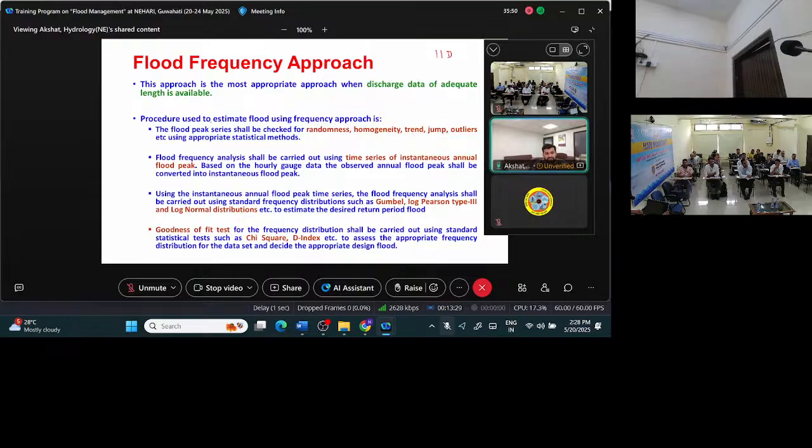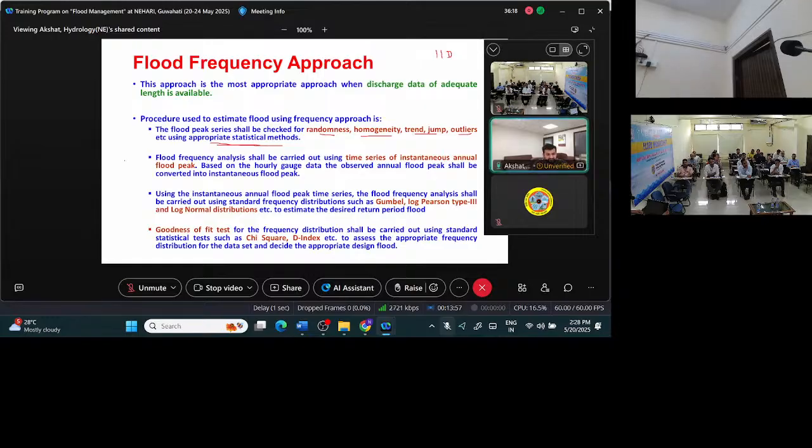Now, in the procedure used to estimate flood using flood frequencies, in the first step the flood peak series will be checked for randomness, homogeneity, trend, jump, and outliers using appropriate statistical methods. We'll discuss a little bit of all these. What is this checking of data?